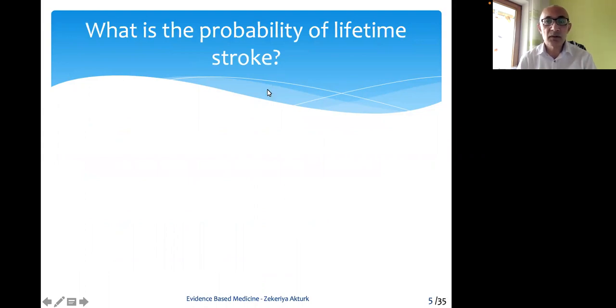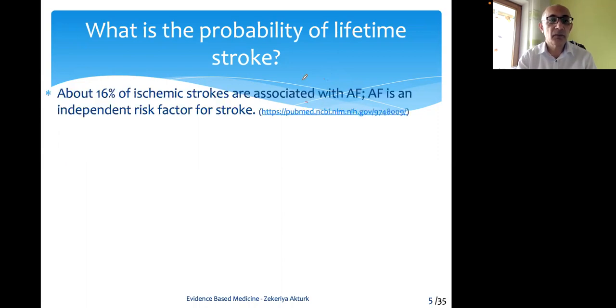Just to give you a little bit more insight into the prognostic articles, I have an example here. What is the probability of lifetime stroke? Since stroke is a very important mortality reason, actually cardiovascular diseases, not only stroke, but also stroke is very important. You should be aware of the prevalence of this condition. And you should also be aware that it is associated with atrial fibrillation.